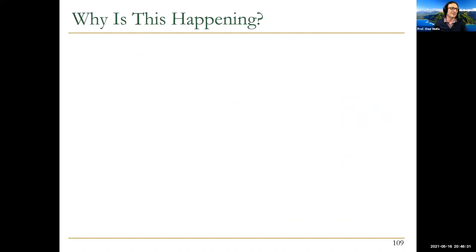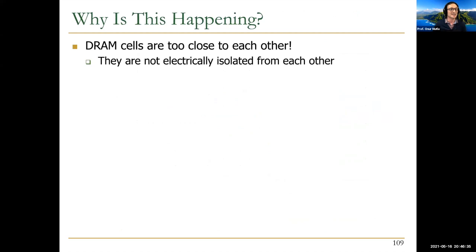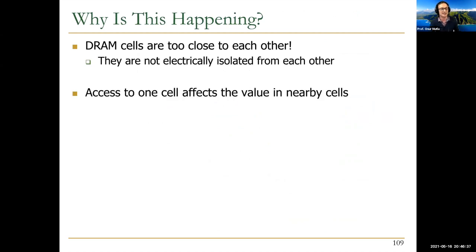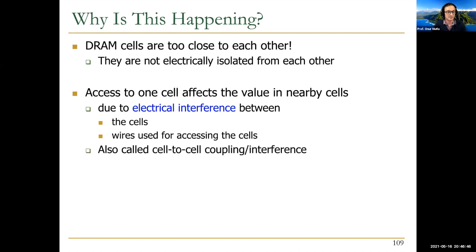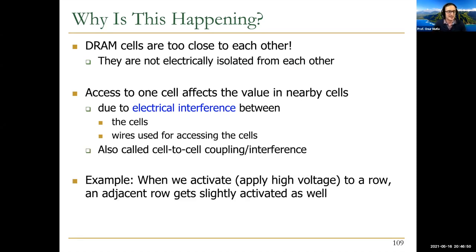So I've given you, I think, an idea of why this is happening, but very quickly, DRAM cells are too close to each other. As a result, they're not electrically isolated from each other. Access to one cell affects the value of nearby cells due to electrical interference between the cells, as well as the wires used for accessing the cells. This is also called cell-to-cell coupling interference clearly. And it happens in real wires as well, right? If your two wires are too close to each other and you don't have electrical isolation, you will have interference between them.